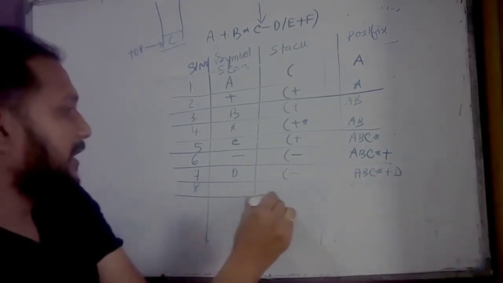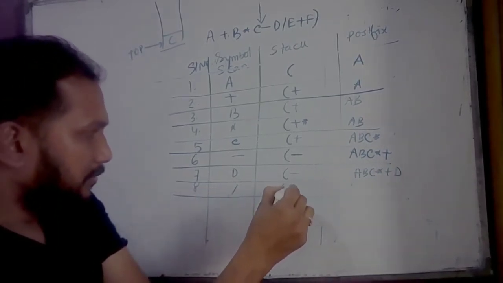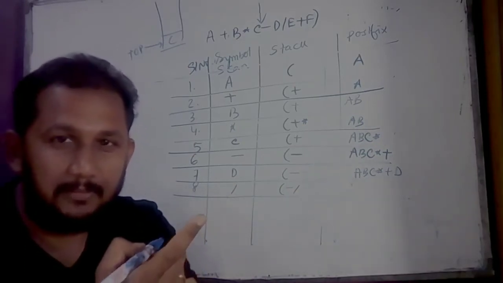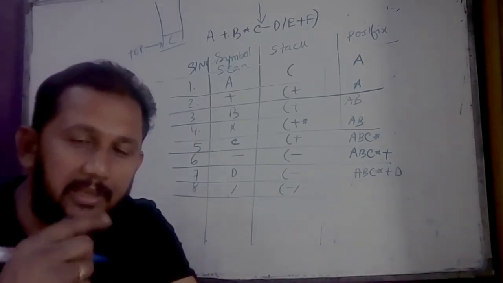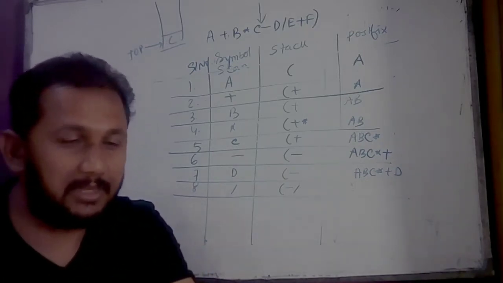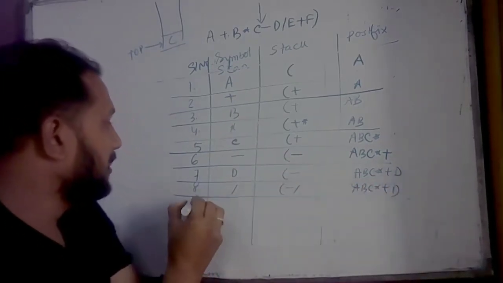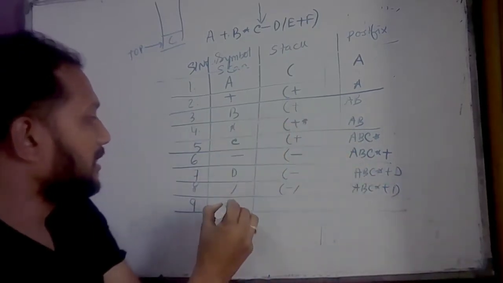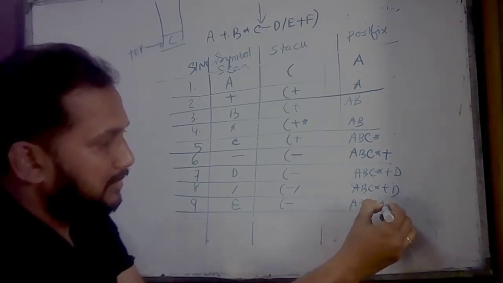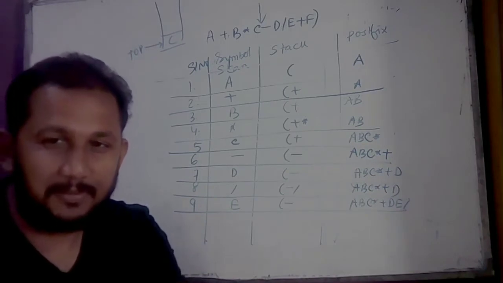Then step number 8. There is a minus. We need to enter the minus into the stack until E arrives, because D divided by E. When E arrives, the division will pop out from the stack and go to the postfix expression. So the division operation is transferred to the postfix.